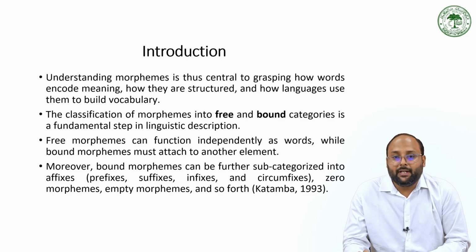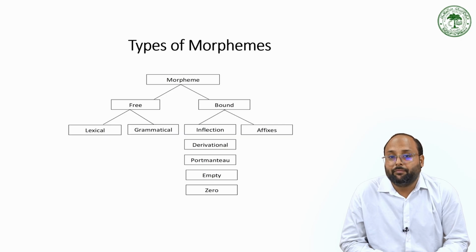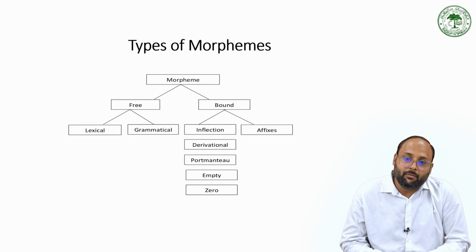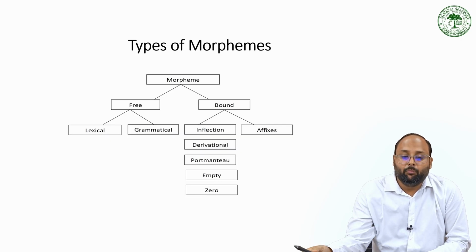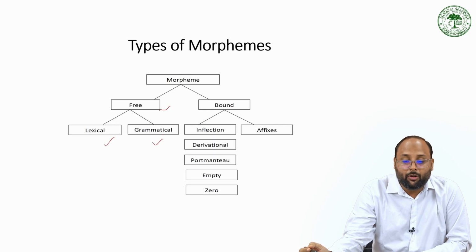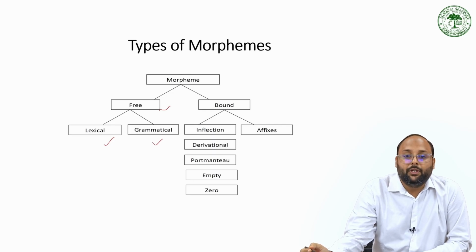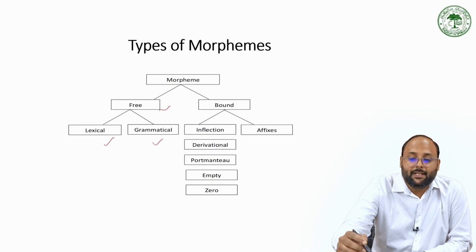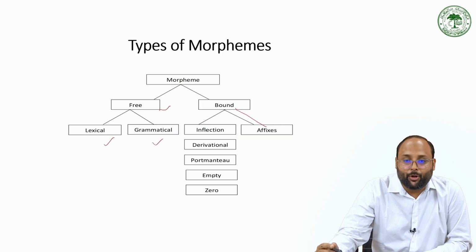We can understand these divisions in this diagram. In this diagram, we can see that morpheme is basically divided into two parts. One is the free morpheme and the other is the bound morpheme. The free morpheme is further divided into the lexical morpheme and the grammatical morpheme. And bound morphemes are divided into different categories. The first thing is the affixes. All the affixes are called bound morphemes.